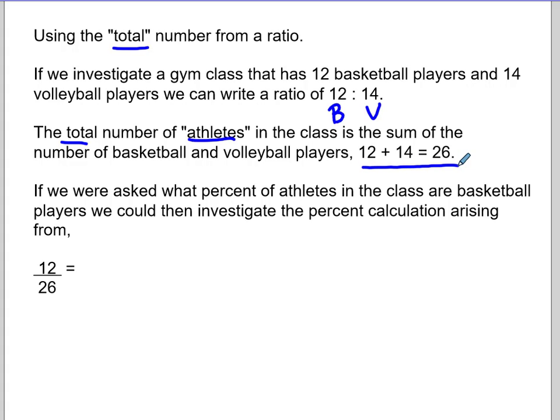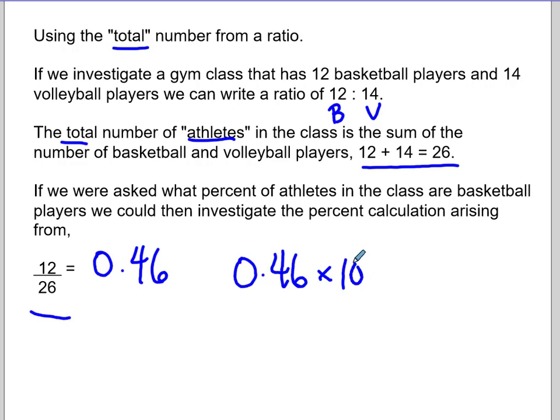So if we were asked what percent of athletes in the class are basketball players, we could then investigate the percent calculation arising from, right here, 12 out of 26. Okay, so if we were going to do 12 out of 26, again, this is a great time. You can use your calculator if you like. Good use of it. 12 divided by 26, we would get 0.46. And just as a refresher, to move from a decimal to a percent, and we'll be doing this tomorrow, but just a little precursor, you would times it by 100, and you would come up with 46%, which makes sense because 12 is just about half of 26.